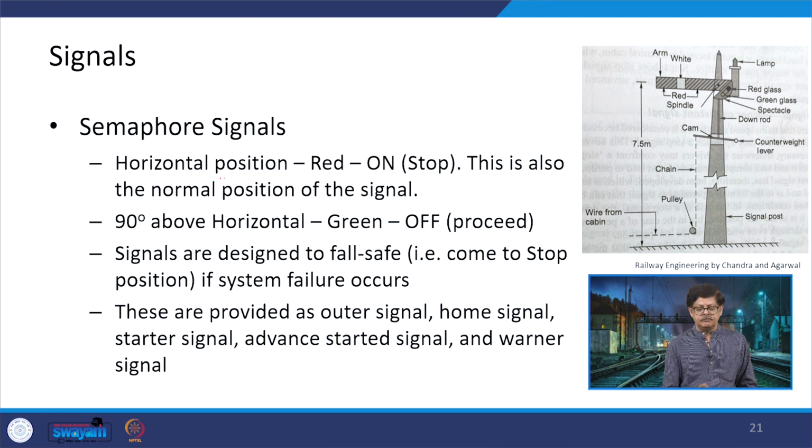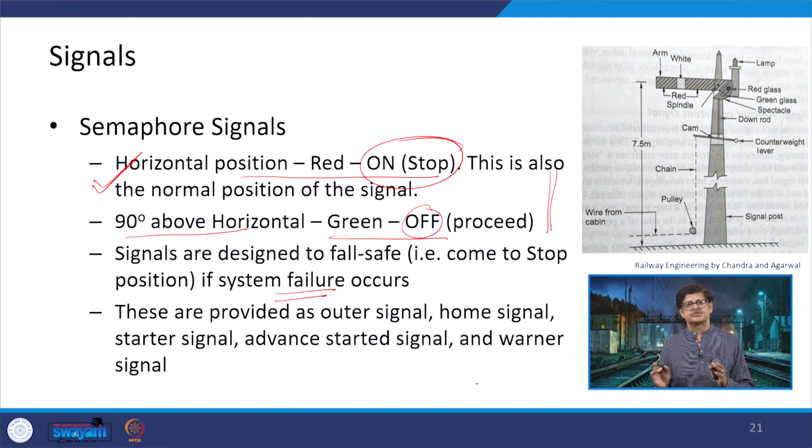So, the normal condition is the horizontal position, which is red, on, stop, and the 90° and above horizontal means green, and that is the off position, meaning proceed, we already talked about that. So, this is a normal situation of the semaphore stop signal. This one needs to be understood: signals are designed to fail safe. What that means is, if there is any system failure, then it will come back to the on position, that means the stop condition. That is inbuilt. These are provided as outer signals, home signals, starter signals, advanced starter signals and Warner signals.